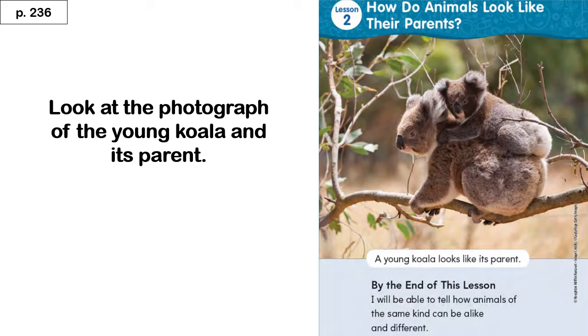Look at the photograph of the young koala and its parent. Which koala is the parent? That's right, the bigger one, because adults are bigger than young animals. The young koala and its parent have the same parts and both are furry, but some parts are different, like the young koala has smaller eyes and its fur looks fluffier.